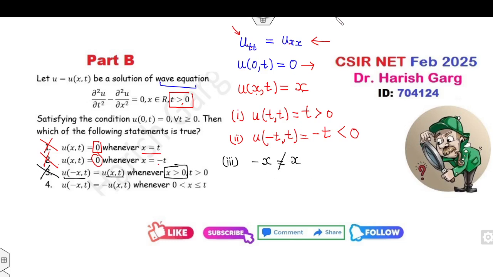This option is also cancelled. Look at the fourth option: the left-hand side is minus x, which is minus of x, which is always true whenever x is greater than 0. So the right answer of this problem is D.